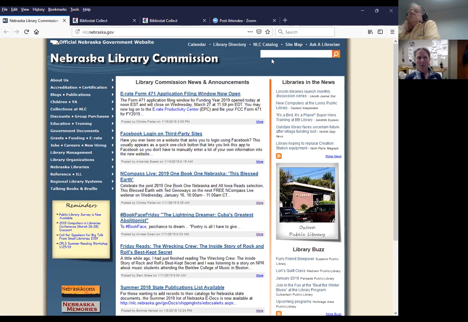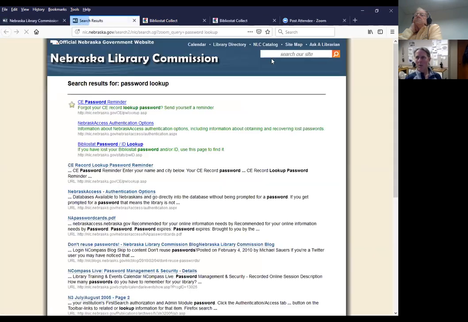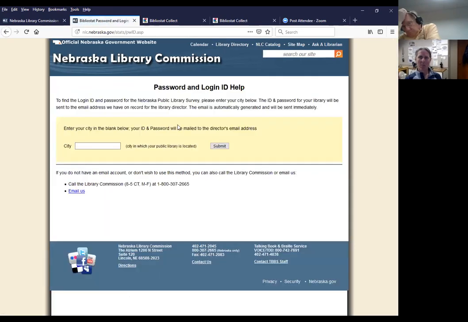But if you were working on your survey over the weekend and there's nobody at the commission and you lost your password, there is a password lookup. Down here, there's a Bibliostat password ID lookup where you can enter your city. Say Stacy was working on her survey or accreditation application on the weekend and lost her password. She could enter Albion and hit submit, and it'll send an email to the director's email that we have on file. That's automatically generated, so I think that happens fairly quick.